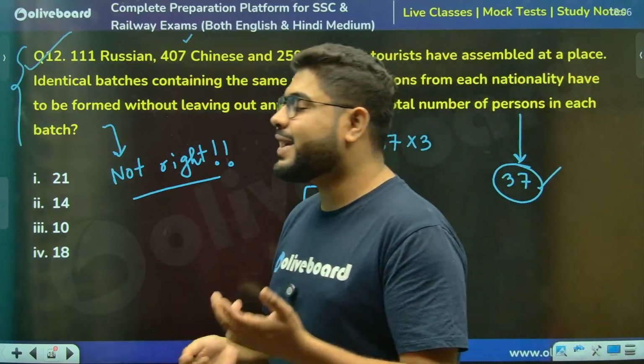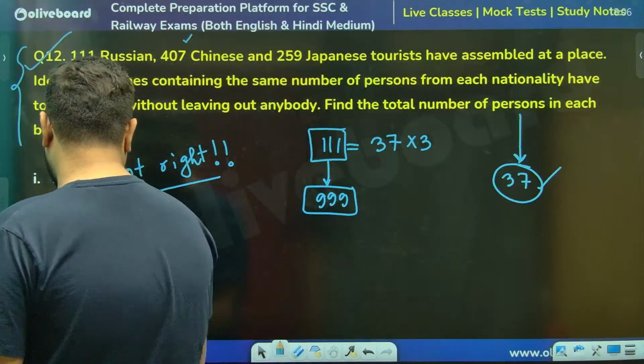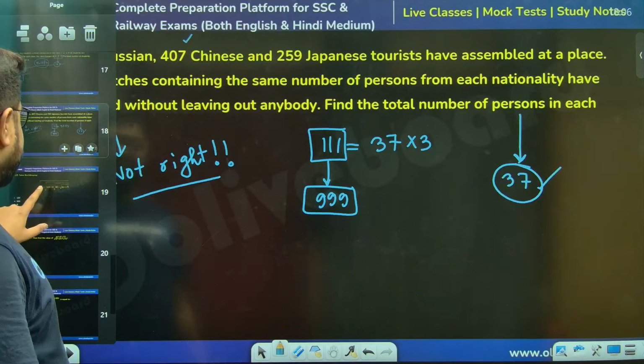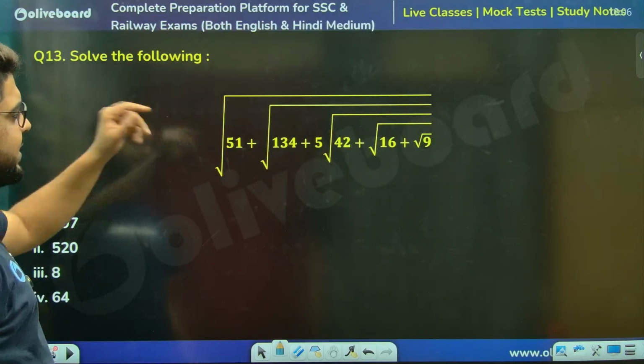Nothing is making any sense. Okay, something is not right in this question. Chalo na, no worries, no worries. Let's not waste time. Let's solve.